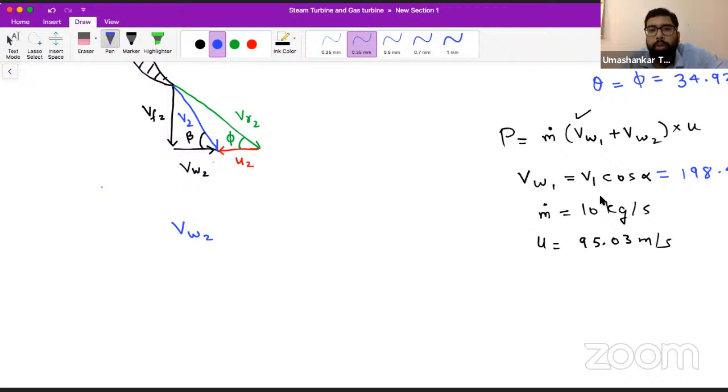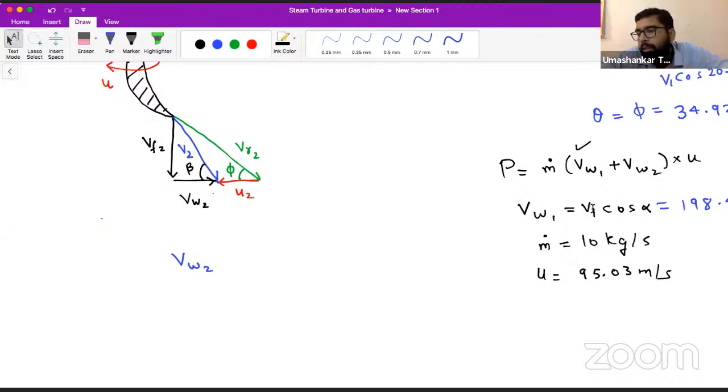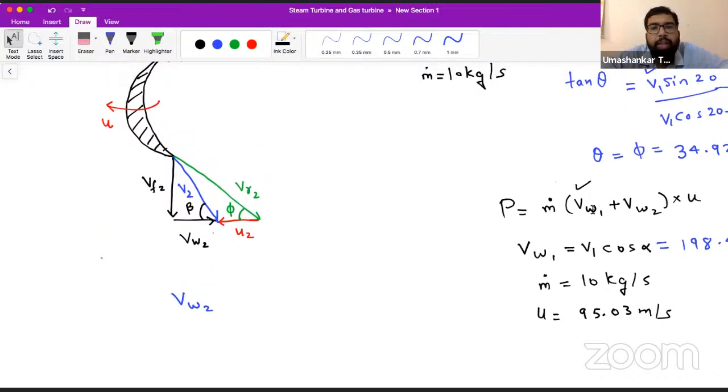Aishwarya, VW2 is coming to be negative. So there is no problem. Let it come to be in negative. What is the problem in that? If it is coming out to be negative, let it be. No problem. We have written the equation. Now, as you are getting confused in the negative thing, we have written this equation considering this direction of VW2.